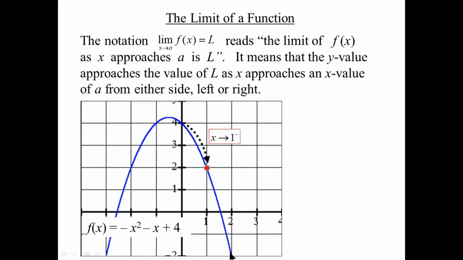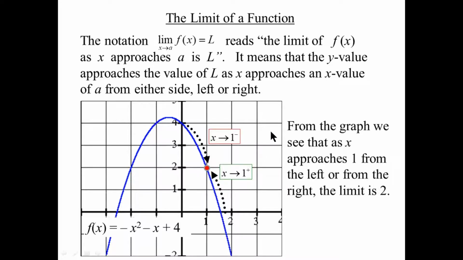Next, let's consider what happens when we approach this x value from the right. So from the right means go to the right and then get on the blue line and then approach an x value of 1 along the blue line, the function. And here's the notation, as x approaches 1 from the right. And we can see that, yes, as x approaches 1 from the right, the y value that the function is approaching is the number 2. From the graph, we see that as x approaches 1 from the left or from the right, the limit is 2. So we say the limit as x approaches 1 of f of x equals 2.